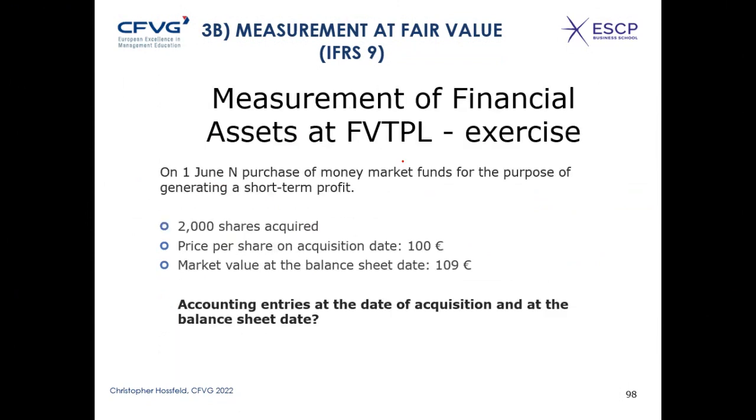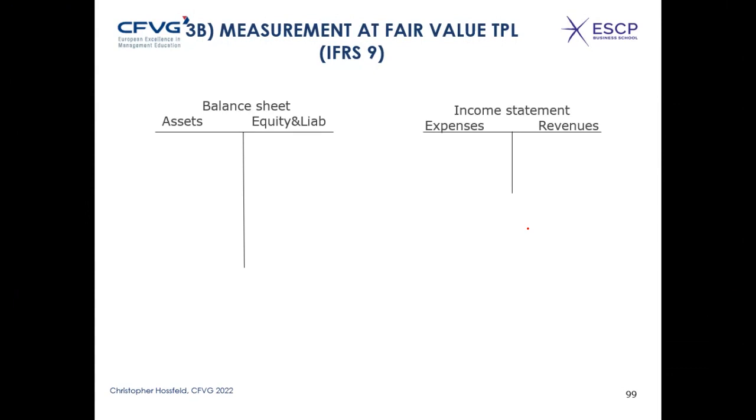Okay, then let's make an example on this for fair value through profit and loss. Okay, on June 1, I buy some money market funds for the purpose of short-term profit. I buy 2,000 funds today for 100. That's the purchase price. And at the end of the year, at the balance sheet date, the market value, or more precisely, the fair value of those funds has increased to 109. Okay, so what are my accounting entries? How do I do that?